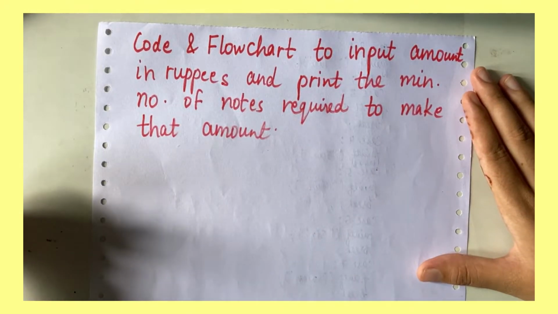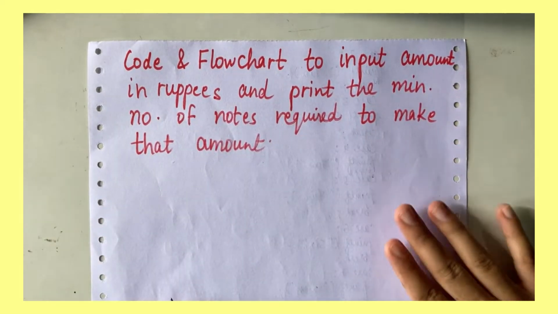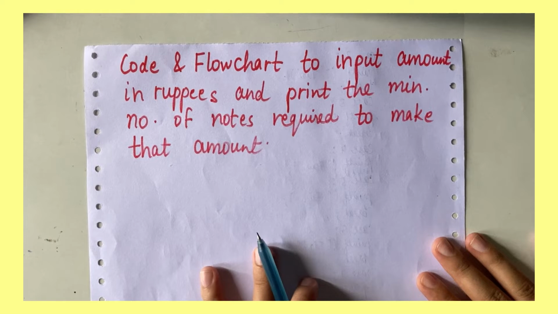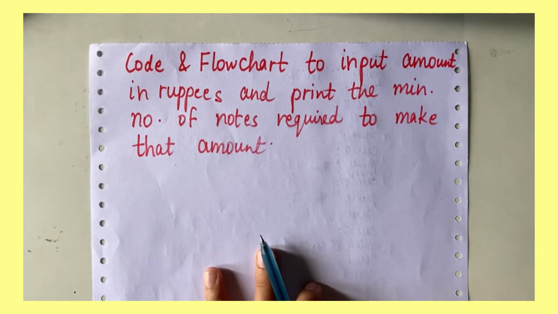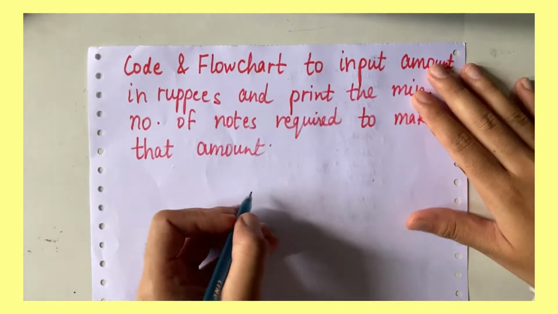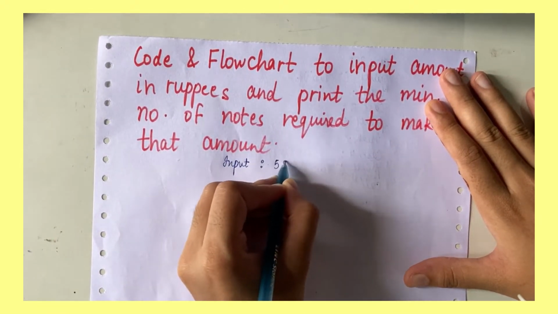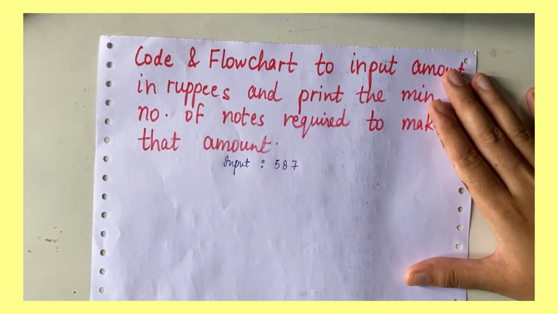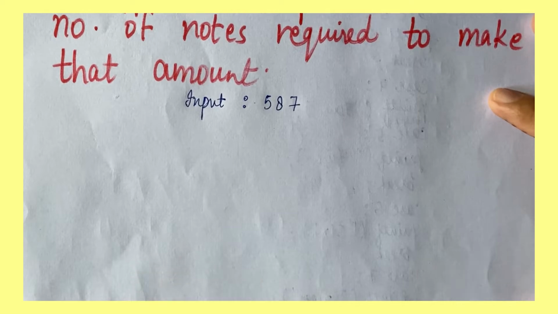In this video, we are going to write a C program to input an amount. The user will input an amount in rupees and we have to print the minimum number of notes that is required to make that amount. That means if the input is 587, let's take this example. Let the input be 587. So how many notes or coins are required to make this amount?